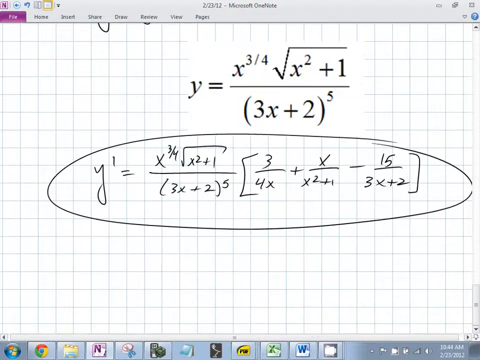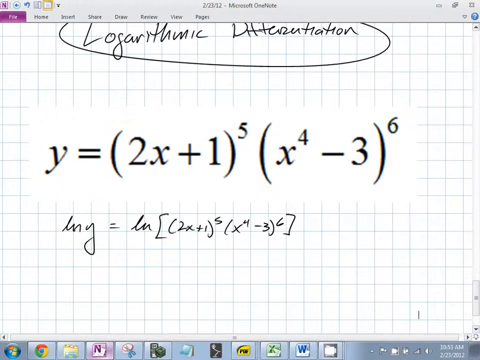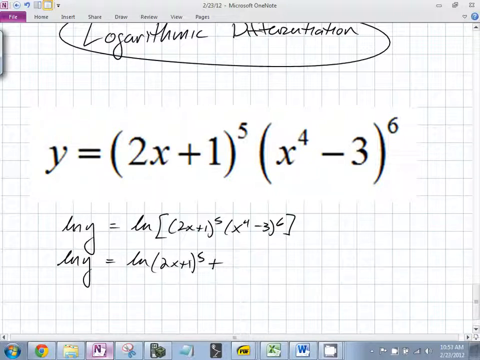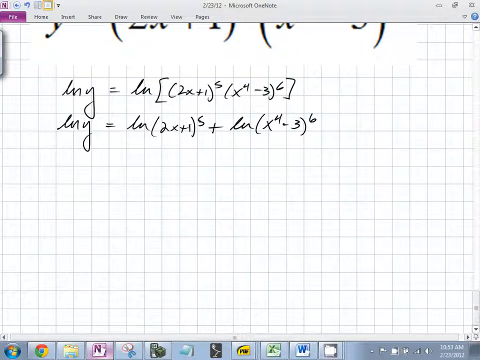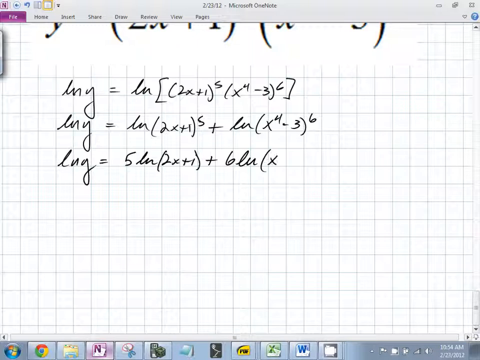Why is it nicer? A product, so that's going to turn into ln y equals ln of 2x plus 1 to the 5th plus ln of x to the fourth minus 3 to the sixth. Now we drop the exponents to the front, and we end up with 5 ln 2x plus 1 plus 6, like that. Very good. And now what do we do?